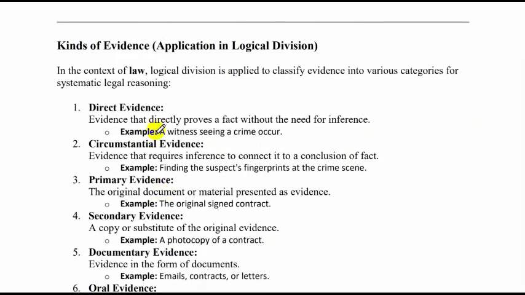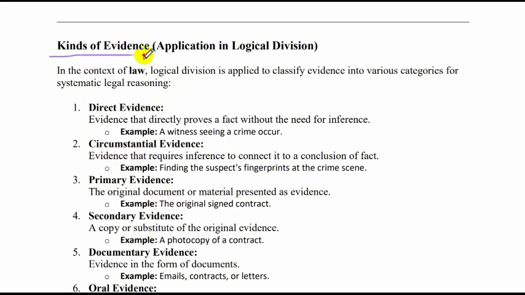Let us look at kinds of evidence. These are the basic topics of module 4. I am briefly covering these topics and then we'll go into more detail. If you feel like skipping certain parts, feel free to do that and move forward.